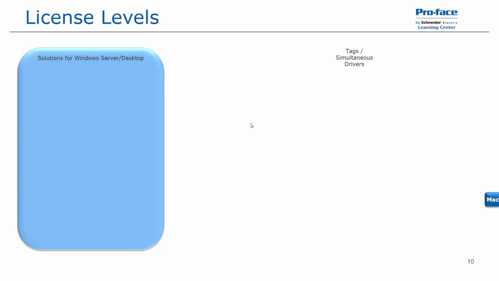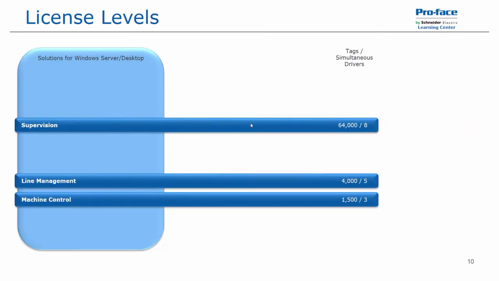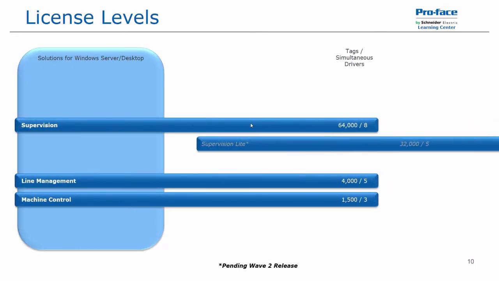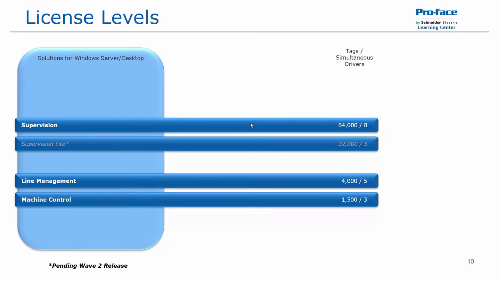License levels. Simple description of the 4 available. Here are the 3 that are currently released. And then the Supervision Lite, which will be released in Wave 2. And as you can see, not only does each license have a tag count, but it also has a simultaneous driver count. And what that means is that is the maximum number of unique drivers that can be configured in the software or in the application. Not the number of devices, but the number of unique drivers.